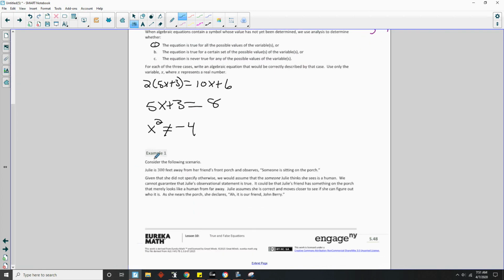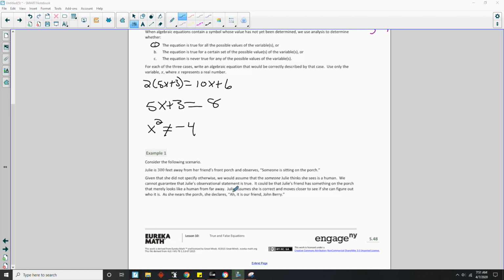Example 1. Consider the following scenario. Julie is 300 feet away from her friend's front porch and observes someone is sitting on the porch. Given that she did not specify otherwise, we would assume that the someone Julie thinks she sees is a human. We cannot guarantee that Julie's observational statement is true. It could be that Julie's friend has something on the porch that merely looks like a human from far away. Julie assumes she is correct and moves closer to see if she can figure out who it is. As she nears the porch, she declares, "Ah, it is our friend John Barry."